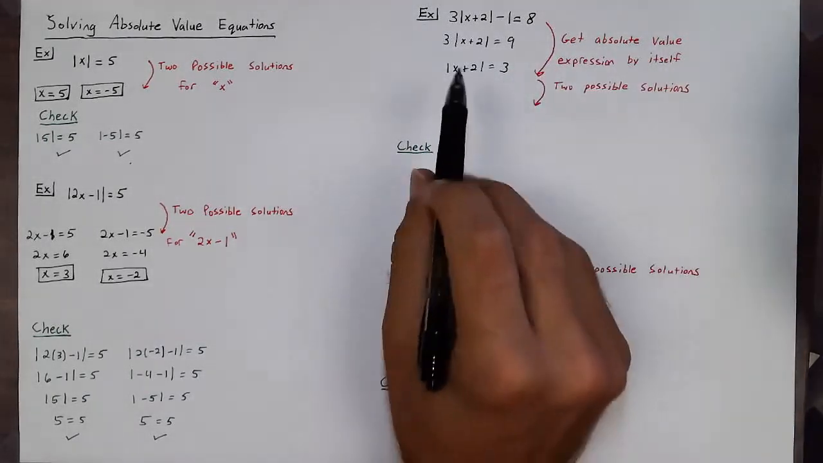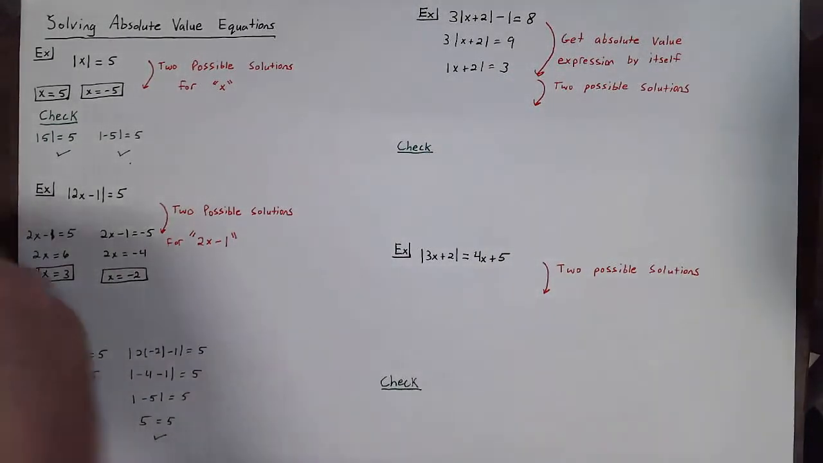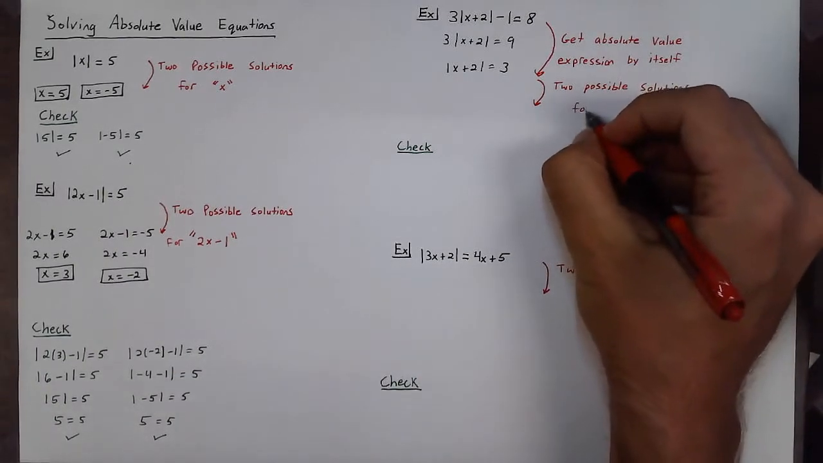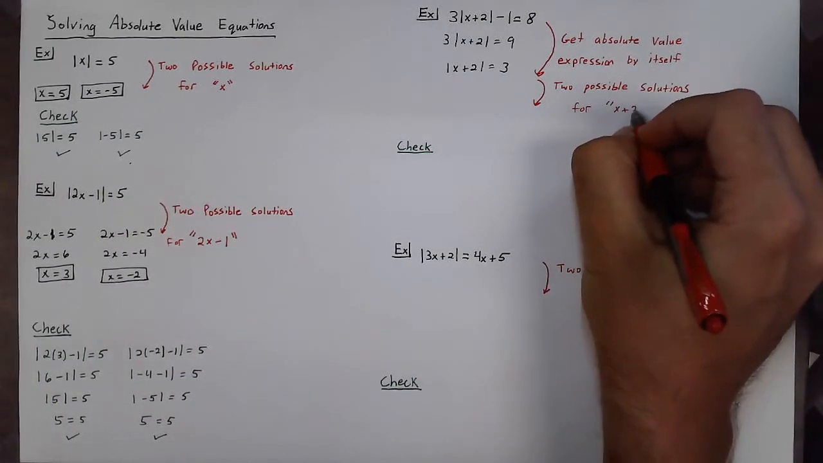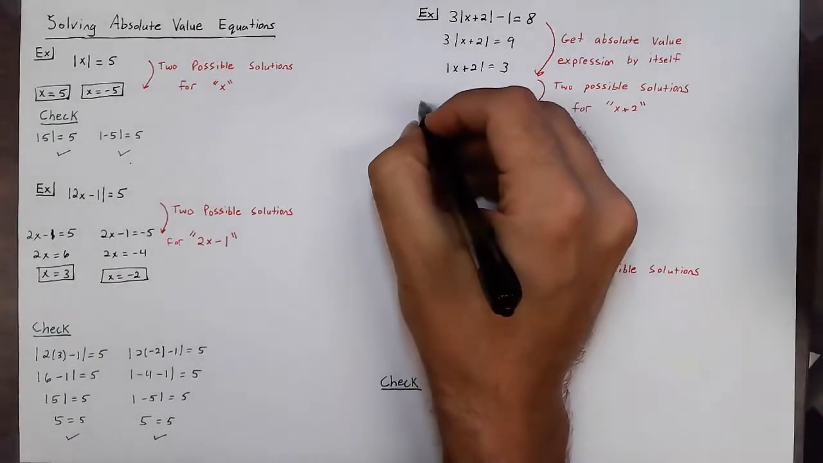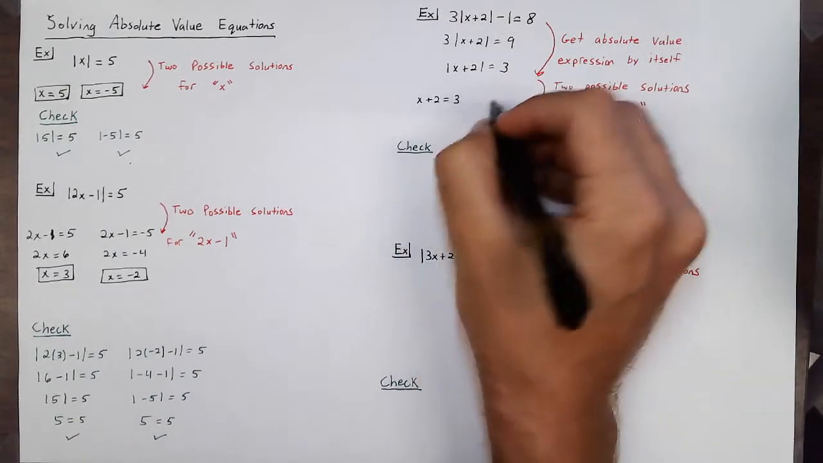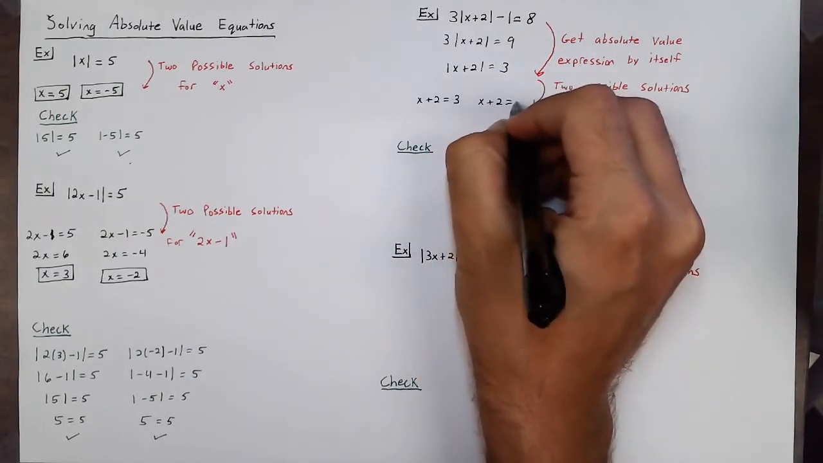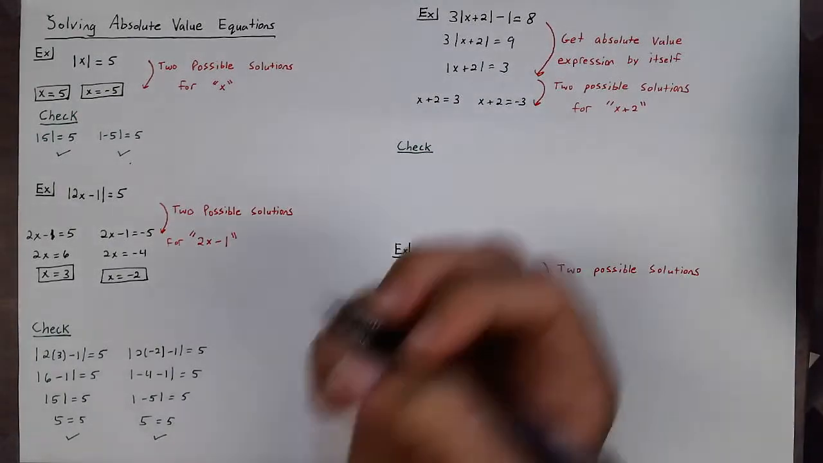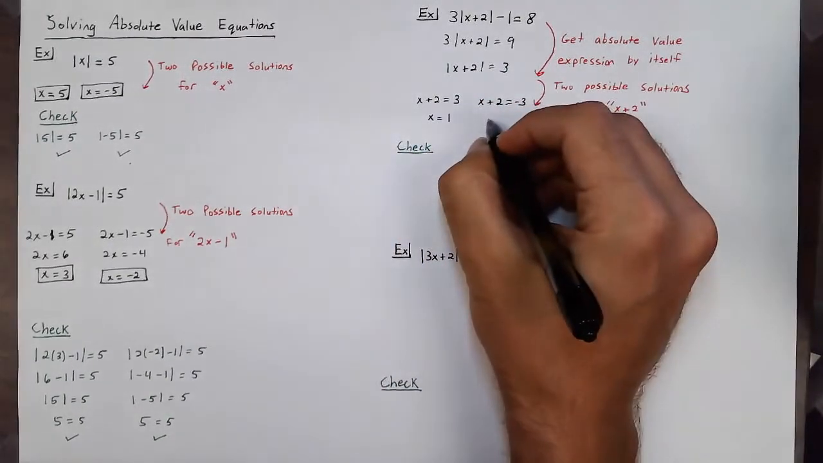Now that we have the absolute value expression by itself, we'll see here that there are now two possible solutions for x plus 2. Those two possible solutions would be x plus 2 is equal to 3, and x plus 2 is equal to negative 3. Solving both of those all the way through, we get x is equal to 1, and x is equal to negative 5.